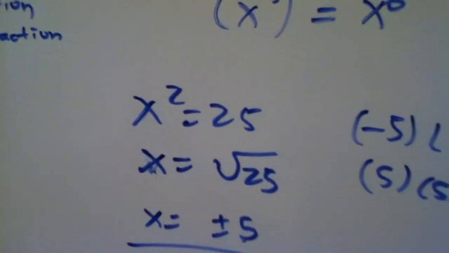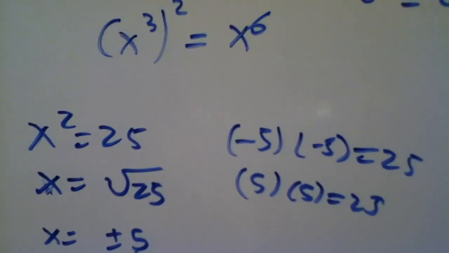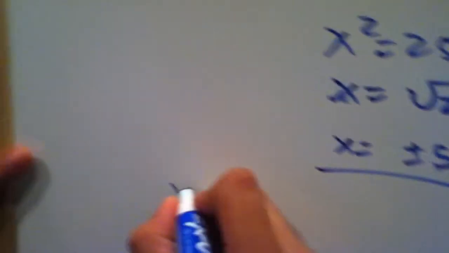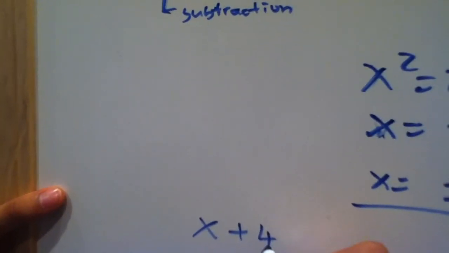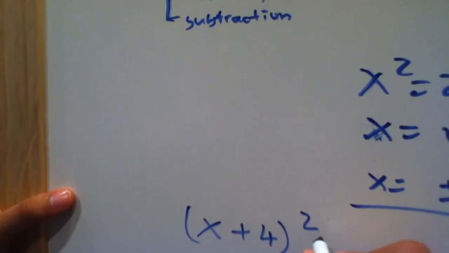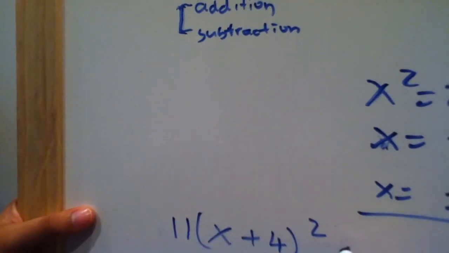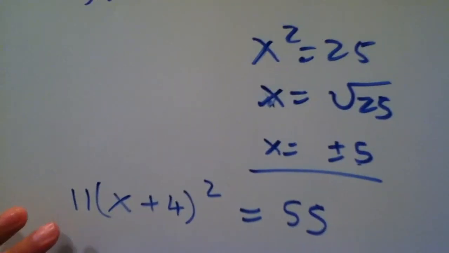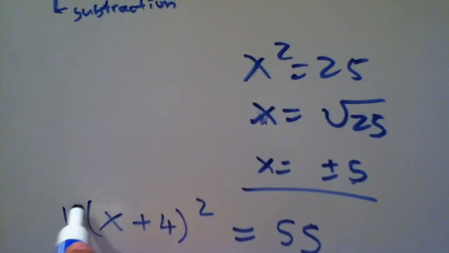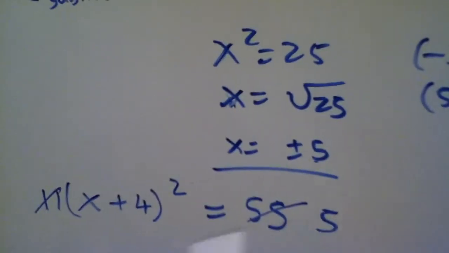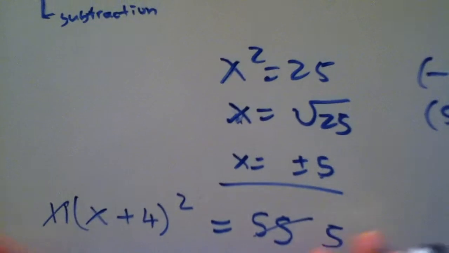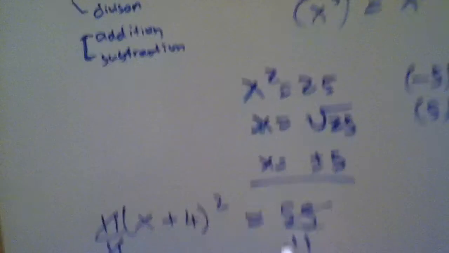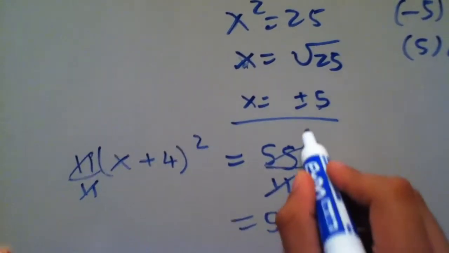So if we were to combine exponents with order of operations and make an equation, let's do that next. So you have (x plus 4) squared times 11 is equal to 55, right? Now you can immediately see that you can cancel out the 11 on this side and get a 5 here, because you're dividing by 11 on both sides. If that's not clear, let's just divide by 11 like that, and you get 5.